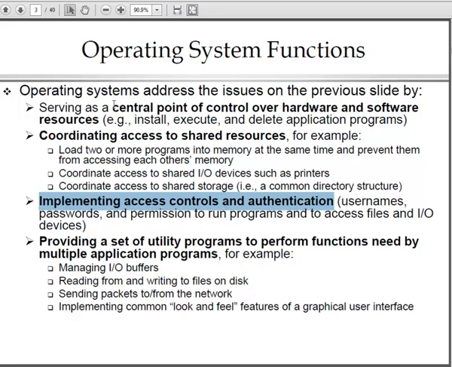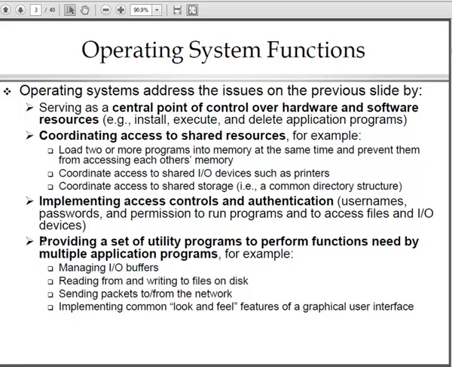You can actually think of this as just an extension of the concept of central point of control over hardware and software resources, but it's more than just control in the sense of accessing, loading, running, whatever. It's control in terms of permissions. When we talk about access controls and authentication, basically we're talking about who are you. Username, password, for example, and once I know who you are, what are you allowed to do and not allowed to do? These are things that the operating system controls at a very basic level.